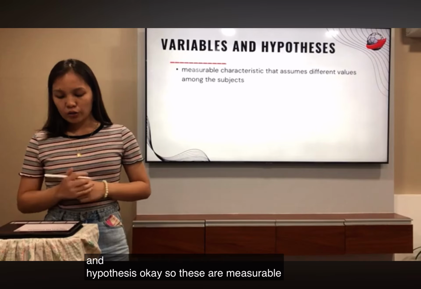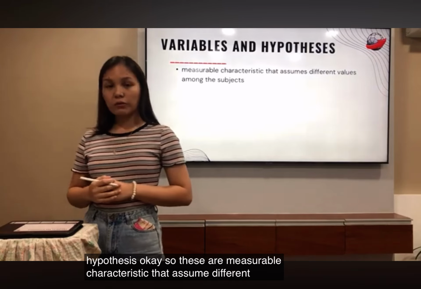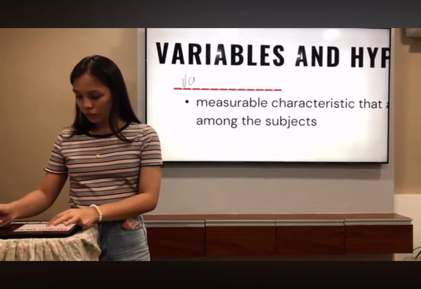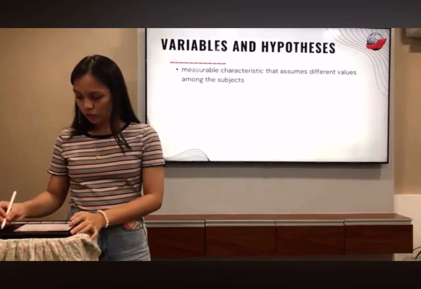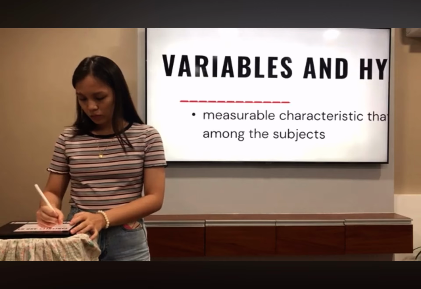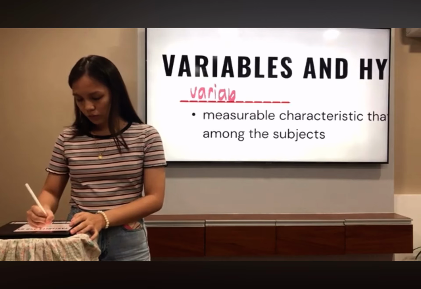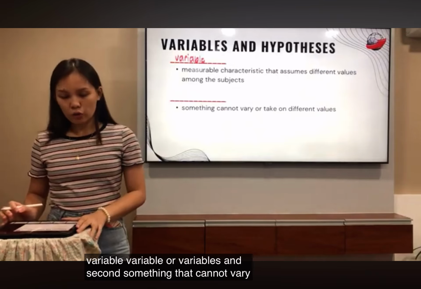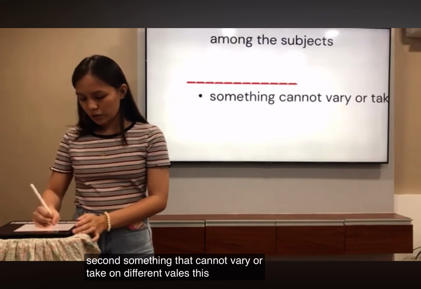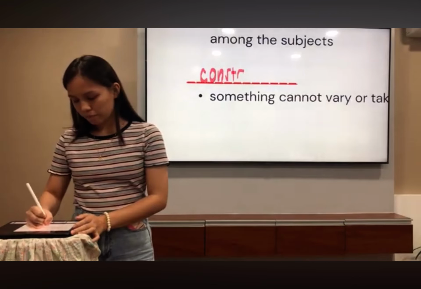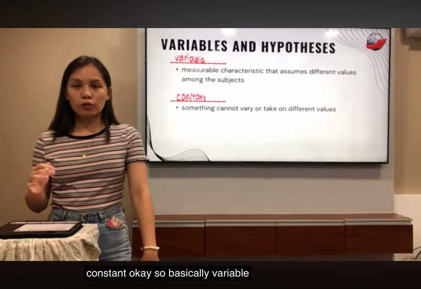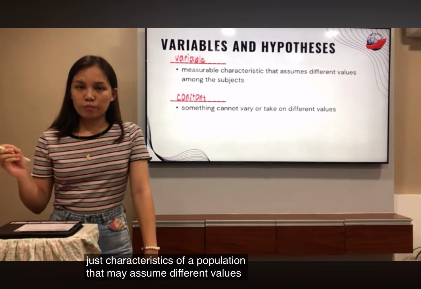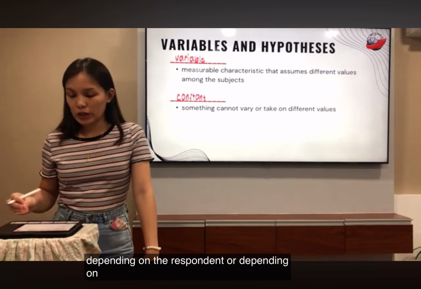Okay, so these are measurable characteristics that assume different values among the subjects. This is simply variable. And second, something that cannot vary or take on different values, this is constant. So basically, variables are just characteristics of a population that may assume different values depending on the respondent or depending on the sample.